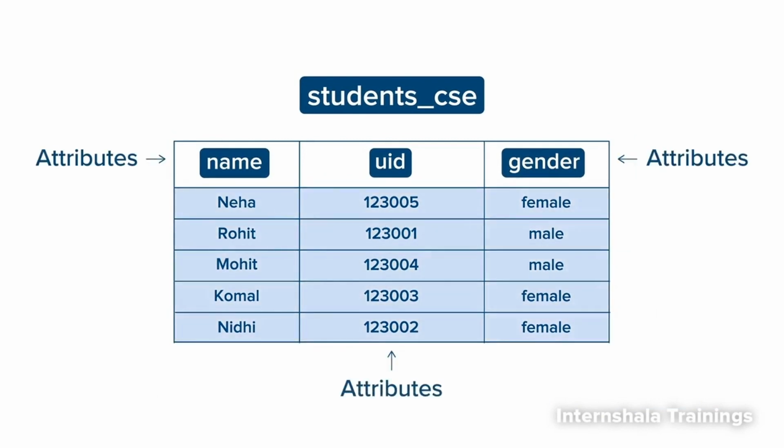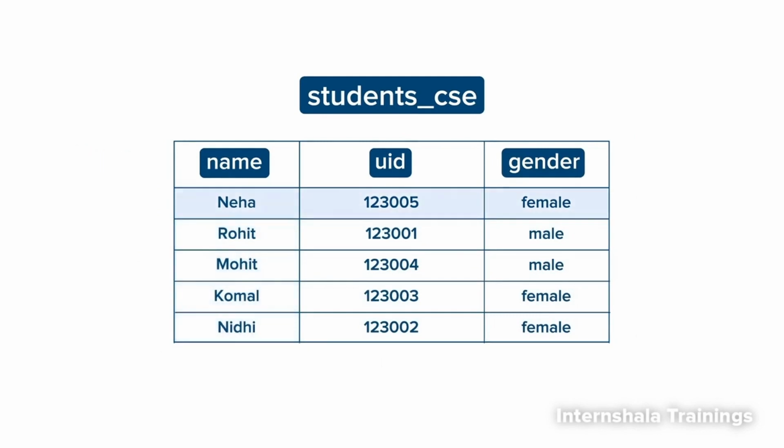Now, the columns present in the table are called attributes as they specify the kind of information they store. For example, the attribute name will only contain the names of the CSE department students. Next, the rows in a table are called records that represent a particular entity. For example, here, this row represents one instance of one specific student.